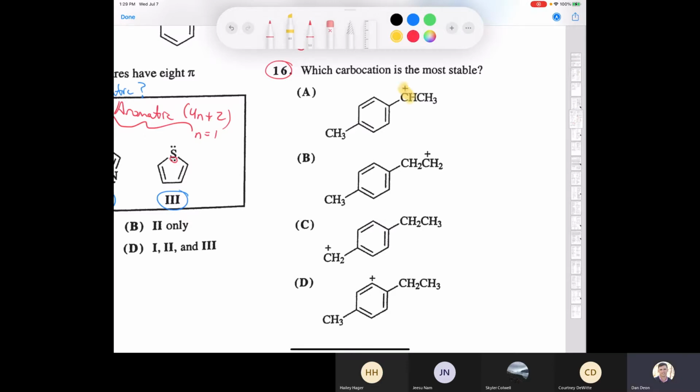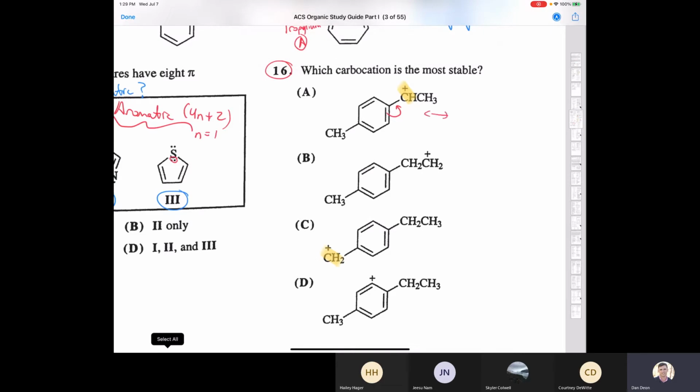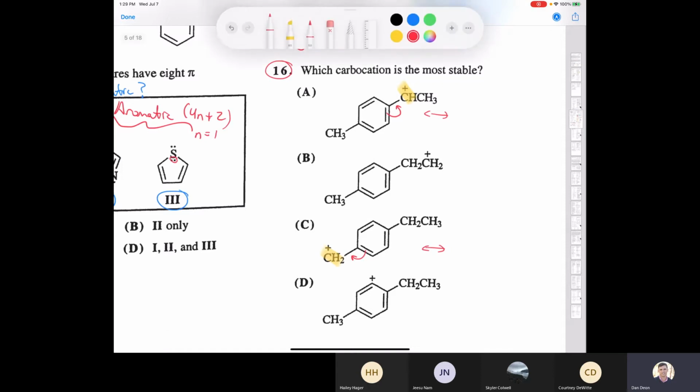If you look at A and C, they're both benzylic carbocations, right? So you could draw resonance structures, you could draw delocalization for this one, or you could do it for this one too. However, the first one in A is secondary benzylic, so this is secondary and benzylic, and this one is only primary and benzylic. And so the secondary is going to be a more stable carbocation. And so the answer is A, secondary and benzylic.